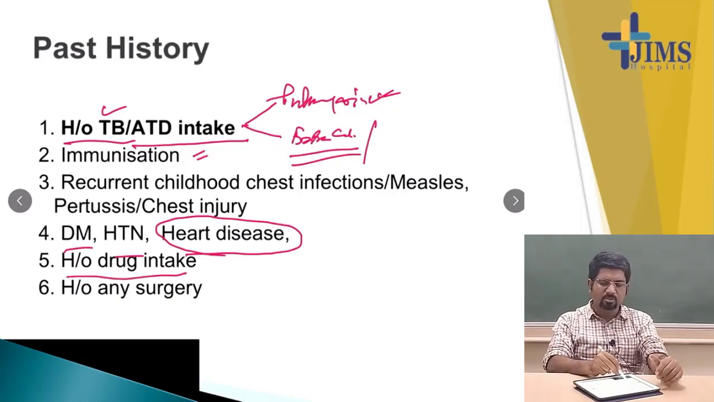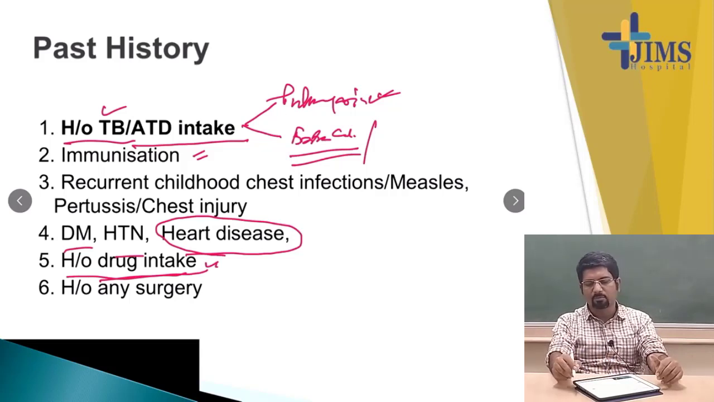Now, history of drug intake. History of drug intake is particularly important in case of chronic cough, particularly ACE inhibitors and NSAIDs. These are mainly involved in cough and drug-induced asthma, and at the same time a few other medications lead to pleural effusion.